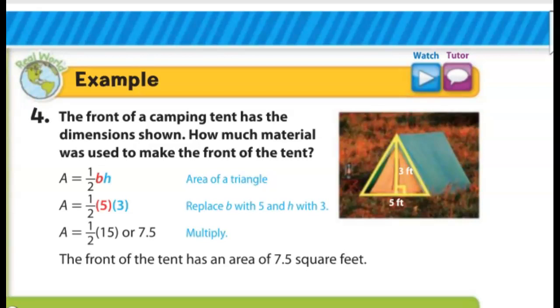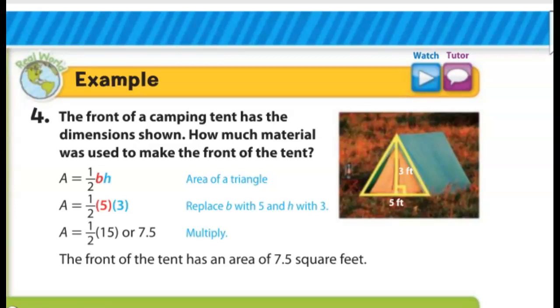Please open your books to page 742. Today we are continuing with Chapter 9, Lesson 7, Finding the Area of Triangles, and today's focus will be on problem solving. Now we're going to look at example 4.